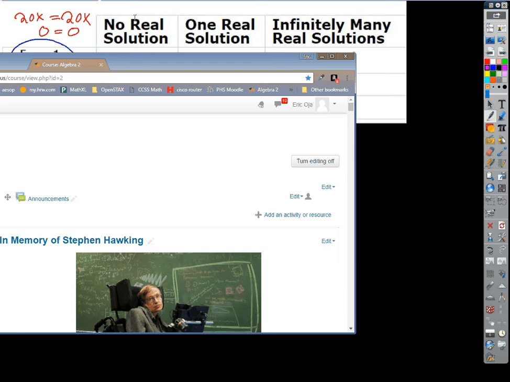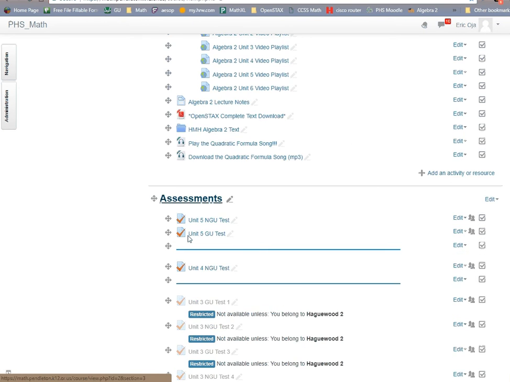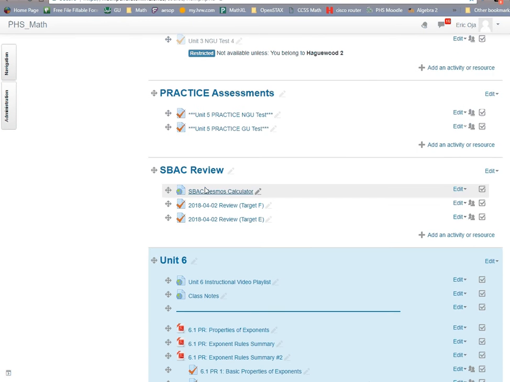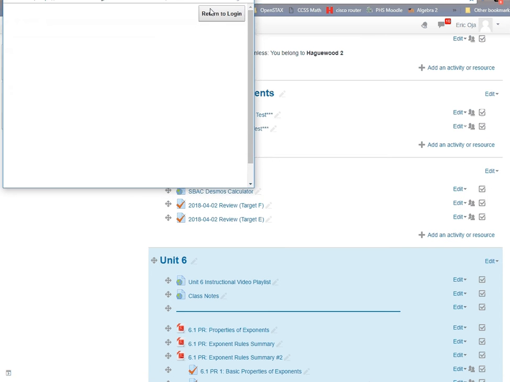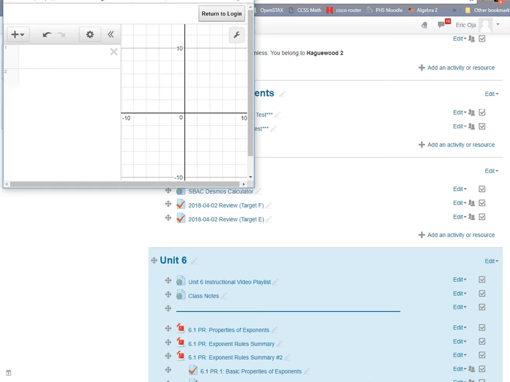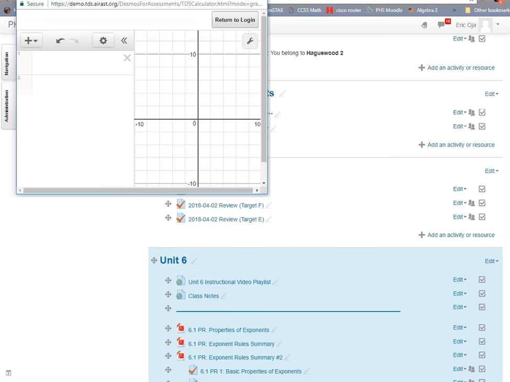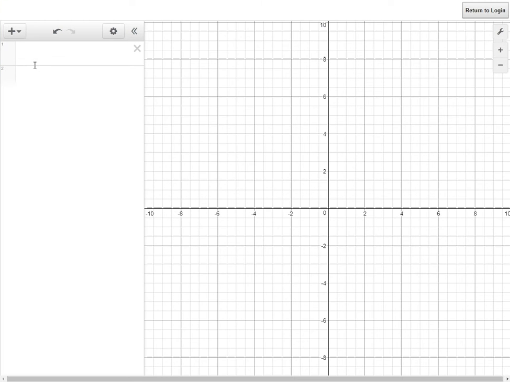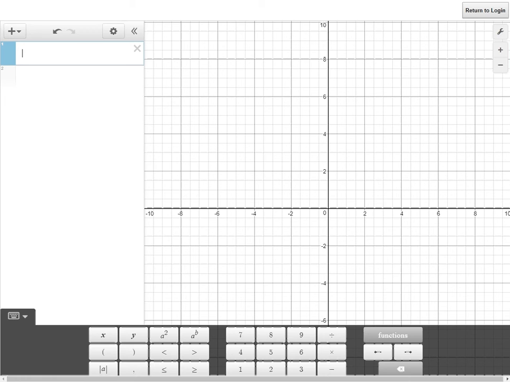On the Algebra 2 page, if you go down to the SBAC review, I added at the top a link to the exact Desmos calculator that's used on the test. I'm going to make this the one we use in Algebra 2. There's a couple things different about this. It's the same one we were using yesterday, but it doesn't give you all the options that regular graphing Desmos gives you. You can only do those two things.